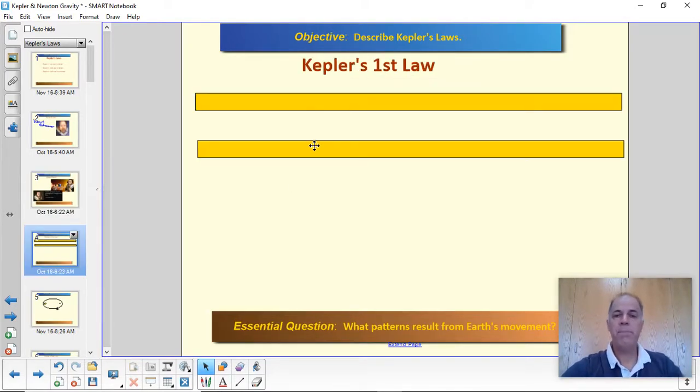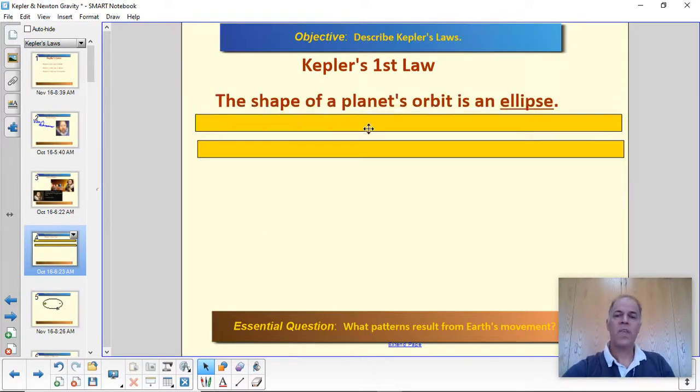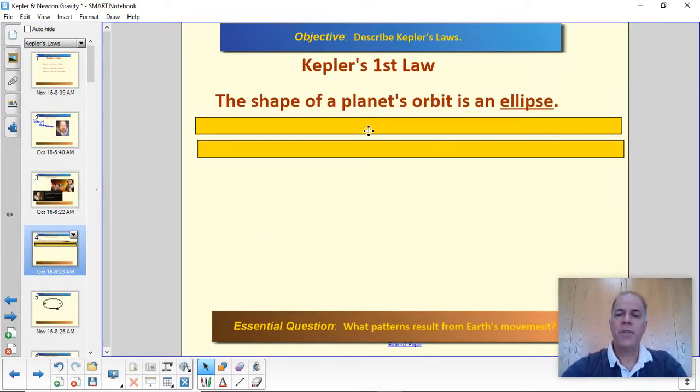Now, Kepler found many patterns in the data. There were 3 of his laws that we remember to this day because there was actually something to them. There are actually more patterns that he found, but some of them were just coincidences. Anyway, first law, you got to know this. Kepler found that the shape of a planet's orbit is an ellipse.